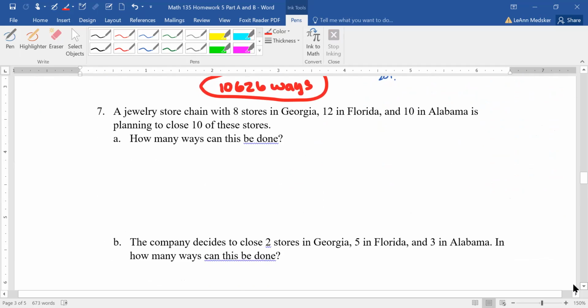So this says a jewelry store chain with 8 stores in Georgia, 12 in Florida, and 10 in Alabama are planning to close 10 of these stores. How many ways can this be done?